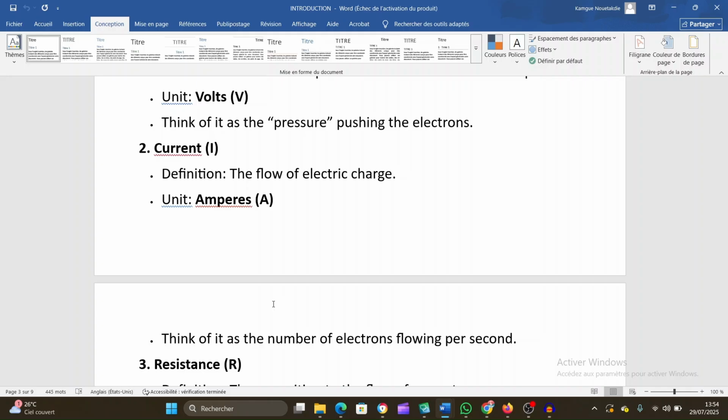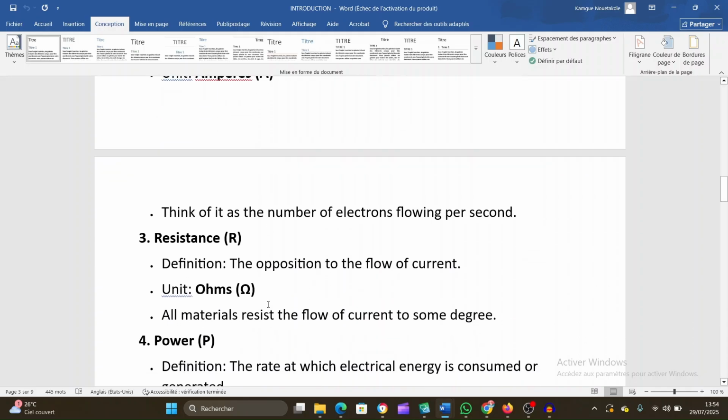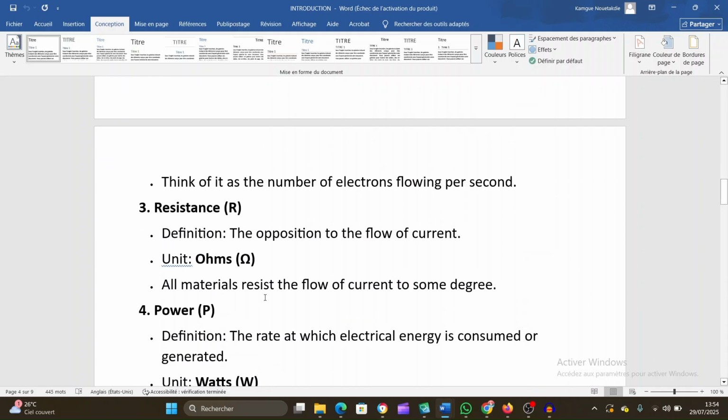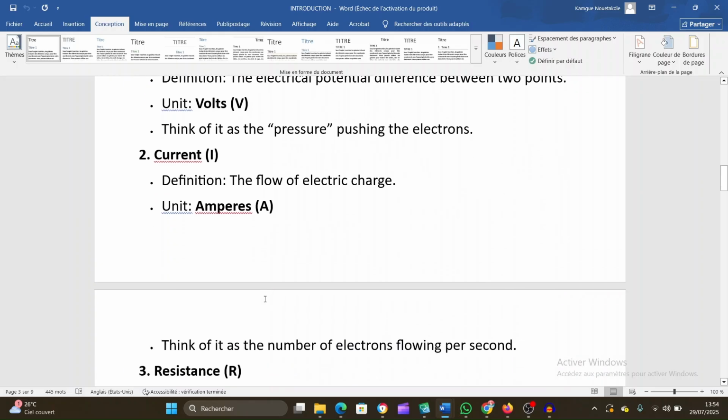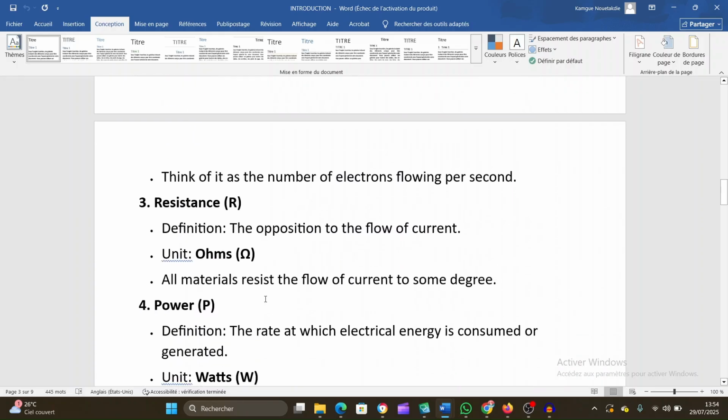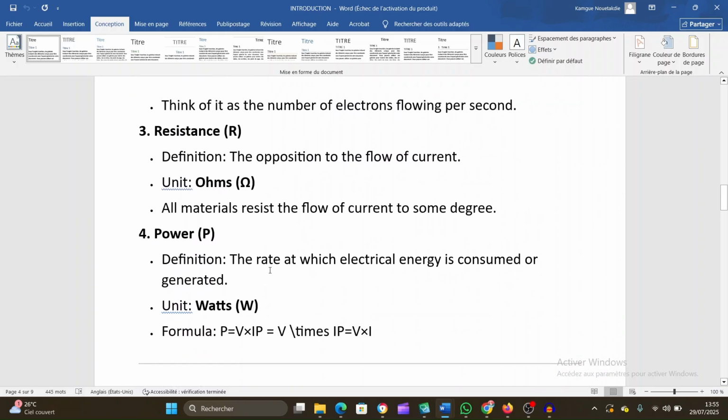Ohms. We'll talk more about it later. And then it will be good for you to also know that all materials resist the flow of current to some degree. All materials. There are some materials that resist current to a very high degree, but almost all resist to some degree. It depends on the material you are using.